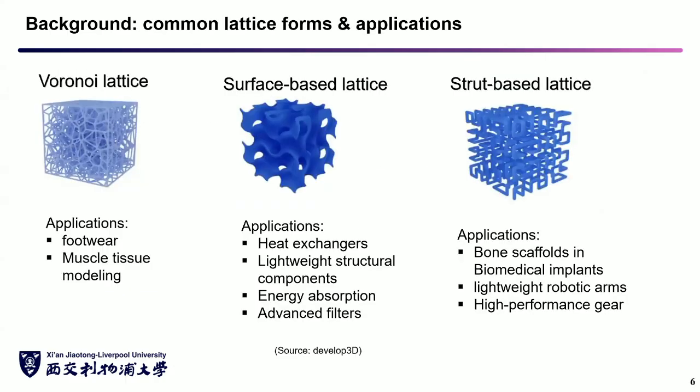A little background about the lattice structures. In general, they can be classified into 3 categories. First is the Voronoi lattice, which has application for football wear and also muscle tissue modeling. Second is the most commonly used surface-based lattice. It has the solid TPMS surface and also the sheet TPMS-based surface. Normally it can be used for heat exchangers, lightweight structural components, as well as energy absorption. And the last would be the strut-based lattice. It has application for bone struts in biomedical implants and also for some robotic arms for lightweighting purposes.